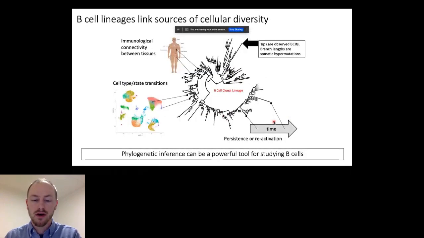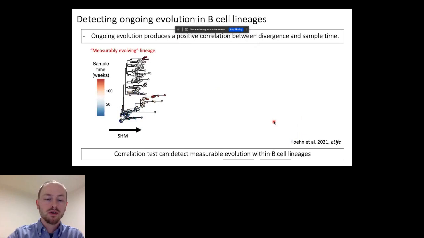So the next thing I'd like to talk about is how do we analyze time in the context of B cell lineage trees? How can we incorporate temporal information when we have the same lineage sampled serially through time? So one important question we can ask when we have this data is whether a B cell lineage is actively evolving or actively accumulating mutations over a sample interval.